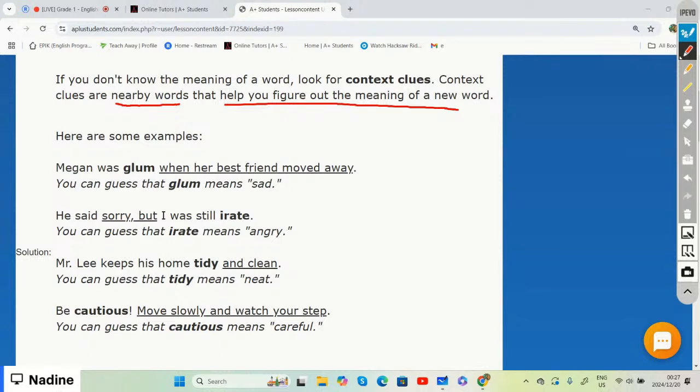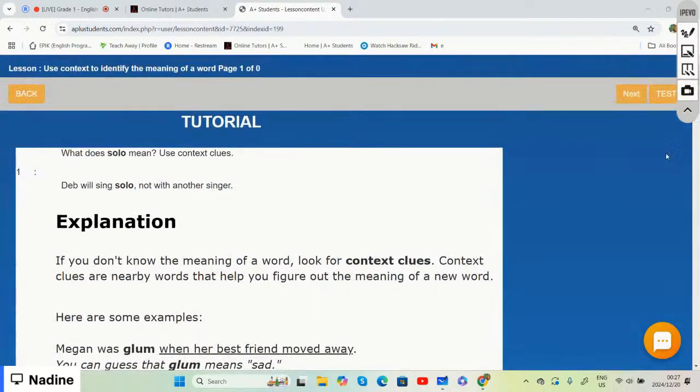So basically, we just need to look at the specific sentence, and then the nearby words within that sentence will give us an indication of what we think the meaning of that word is. I say what we think it might be because sometimes we only have an idea of what it really is.